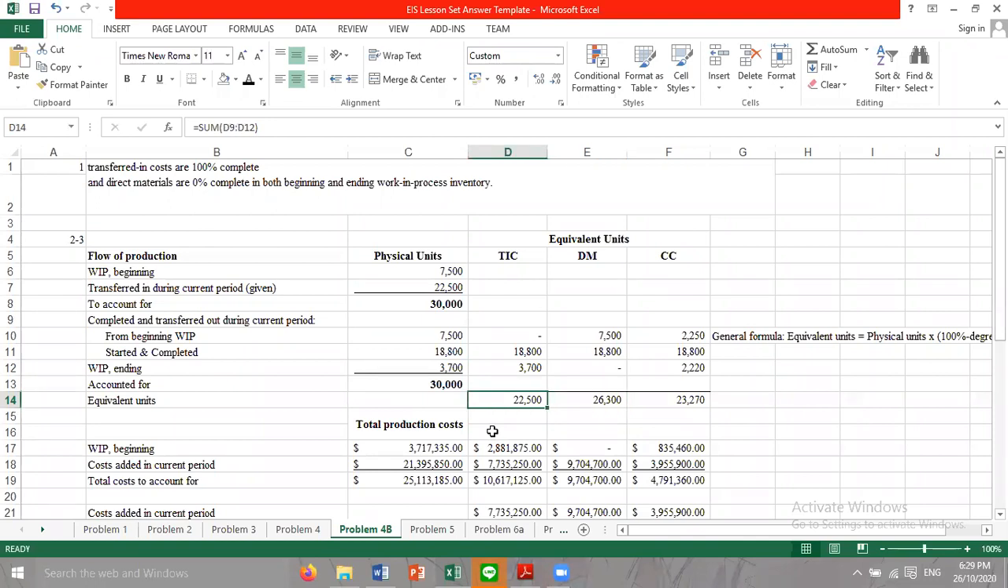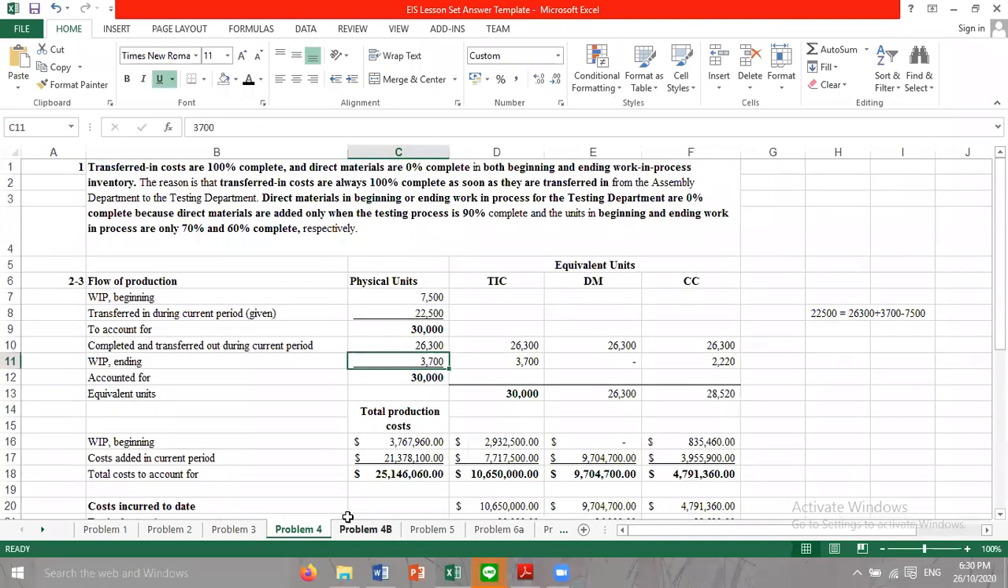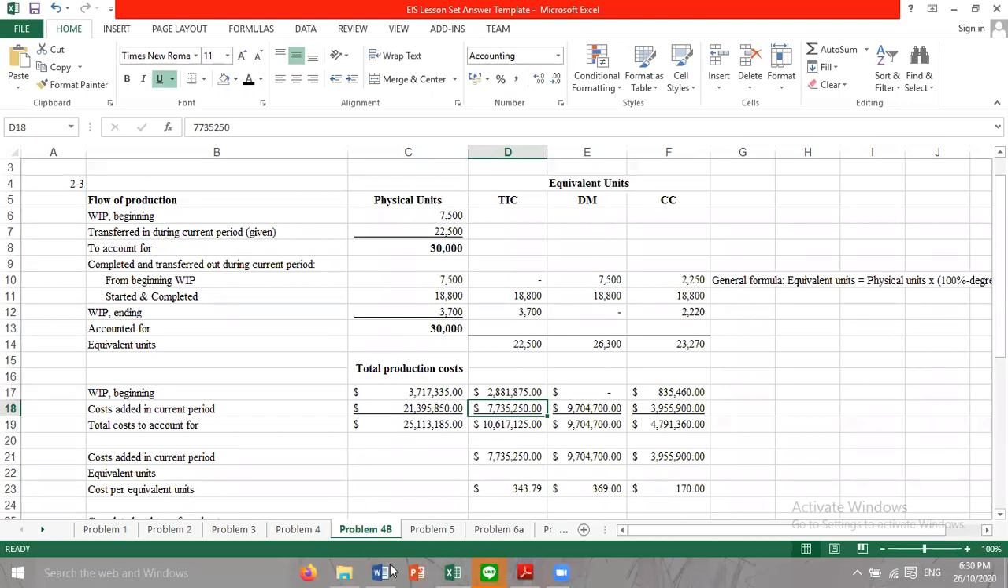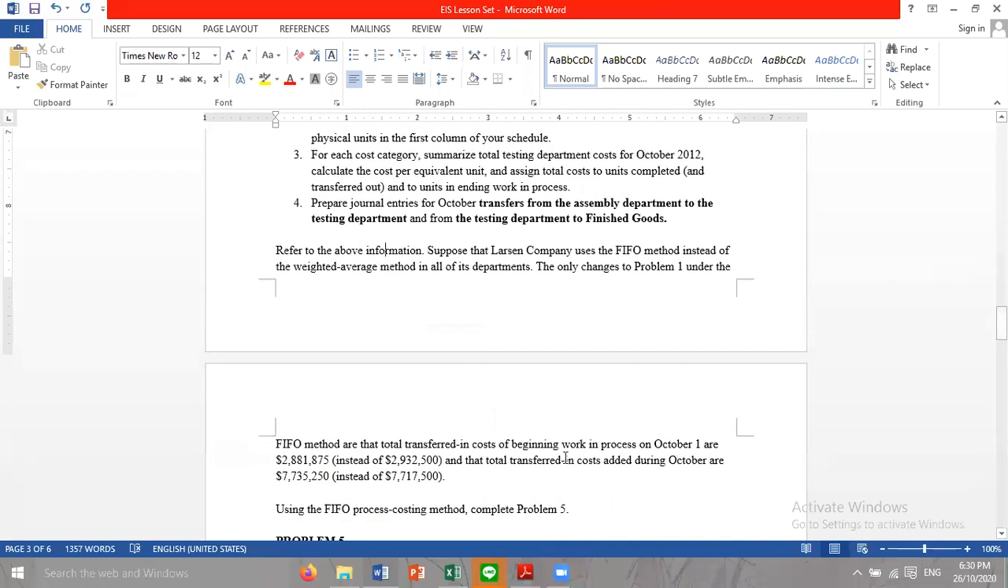Now we found the equivalent units, right? So once again, we need to allocate the cost based on the equivalent units. To do so, first, we need to list out all the costs available to us. Okay, so here we need to find the total cost accounted for, right? As you can see, there are some minor differences. Why? This is because the question states so. Here we can see that the total transferred in cost of beginning work in process on October 1 is 2,881,875.